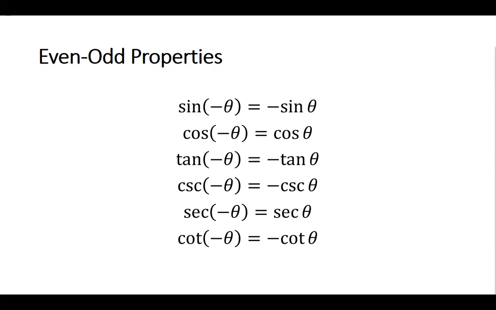Now, why do we care about that? Well, actually, it makes our life a lot easier because it means that we can take negative angles and treat them as positive angles just by pulling out a sign, or not pulling out a sign if it's an even function. So that's why this is handy to know. It can make our life a lot easier. So that finishes up working with properties of trigonometric functions.